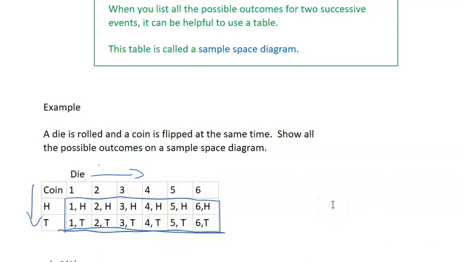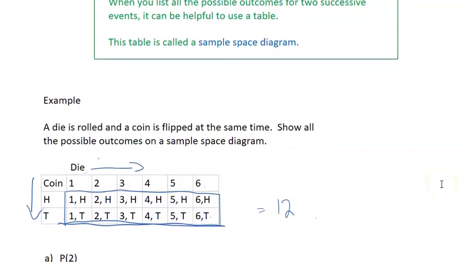This type of diagram not only lists all the possible outcomes, but it also allows us to gather a lot of data from it. Straight away, I can see that there are 6 options here with the head and 6 options here with the tail. So altogether, there are 12 possible outcomes.